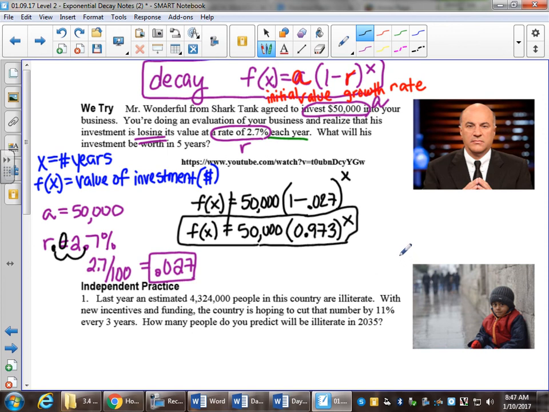Now that we have our model, we're ready to actually use it to answer this question: what will his investment be worth in 5 years? So years is a value for X. Let's do f of 5. So off to the side, f of 5. And now this is purely a calculator exercise. Wherever you see X, you're plugging in 5. So this is going to be f of 5 equals 50,000, parenthesis, 0.973 raised to the 5th power. So take a second, use your calculator, let's figure that out.